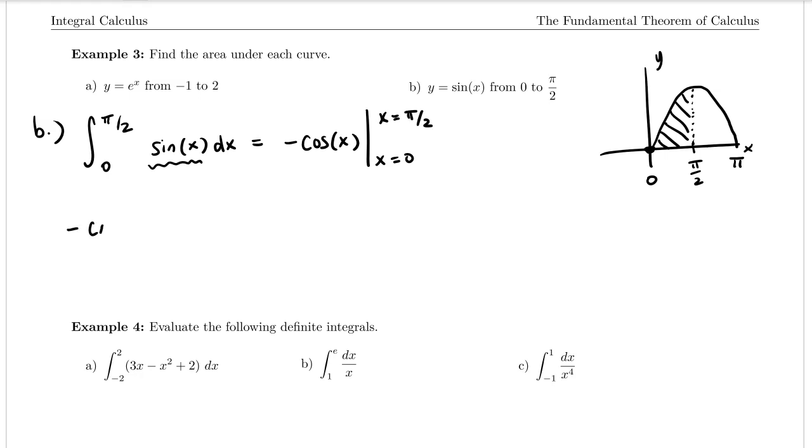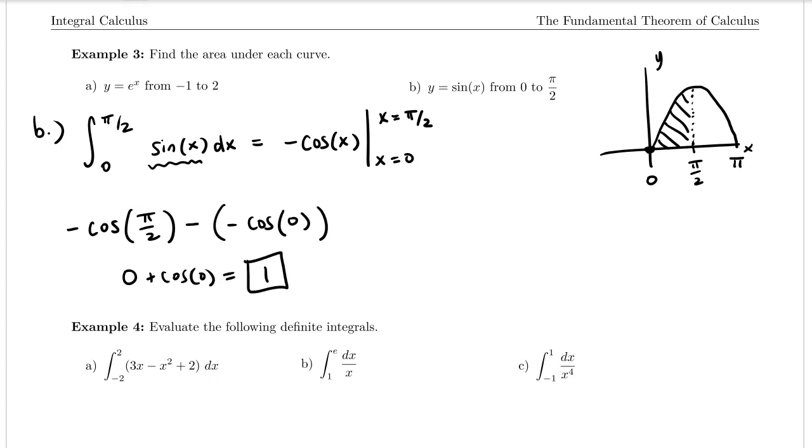So I'm going to go ahead and evaluate my upper limit of integration. So I have negative cosine of pi over 2. Then I have minus, and then negative cosine of 0. Let's see, cosine of pi over 2 is 0. So negative 0 is just 0. And then this is the same thing as plus cosine of 0, and cosine of 0 is equal to 1. So our final answer for this is 1, and it turns out that this area is 1 square unit, and that's the area underneath that curve.